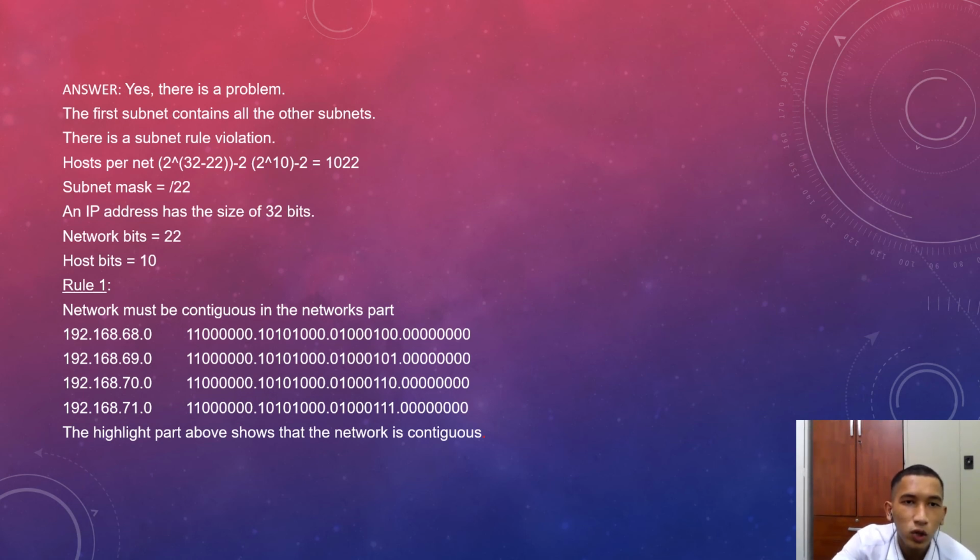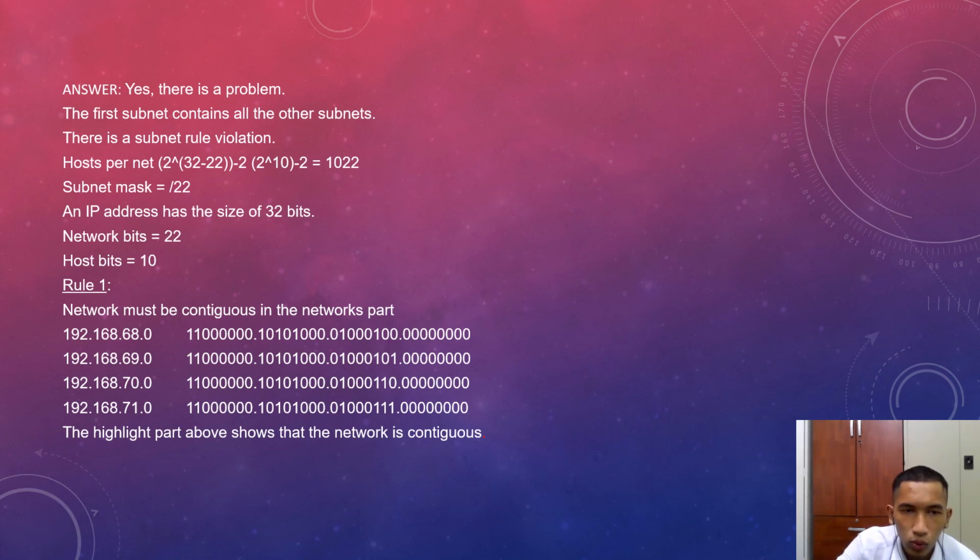The first subnet contains all the other subnets. There is a subnet rule violation. Host per net: the answer is 1022, and the subnet mask is /22. The IP address has a size of 32 bits. Network bits is equal to 22. Host bits is equal to 10. Rule number 1: the network must be continuous in the network part.